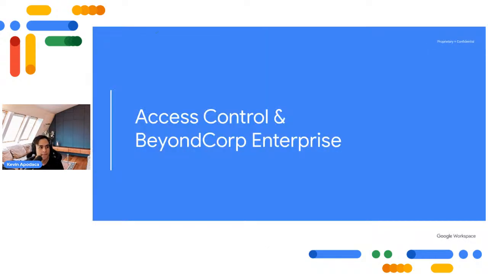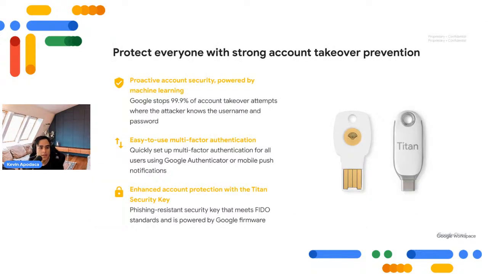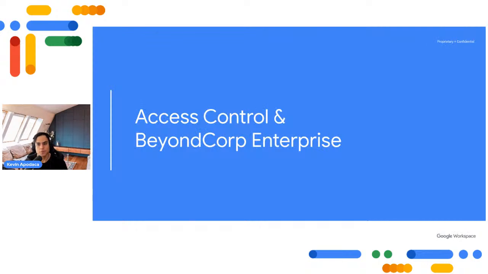All right. Access control and BeyondCorp Enterprise. So access control is really more about how do we ensure that the people that need access to something are meeting the correct requirements for it. And so this is going to speak to BeyondCorp, which is an add-on product under Google Workspace.